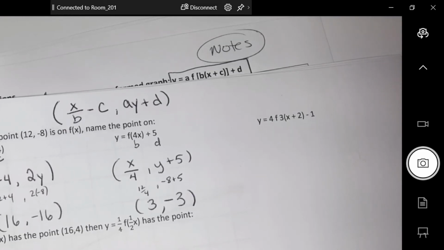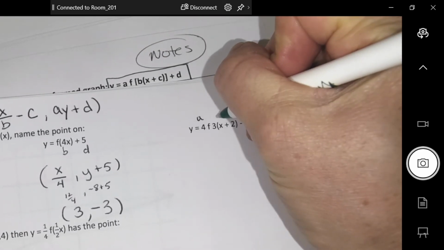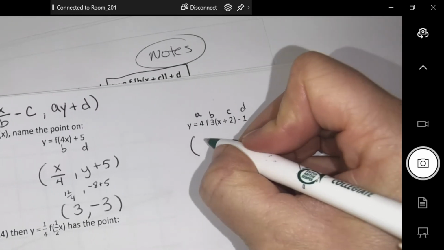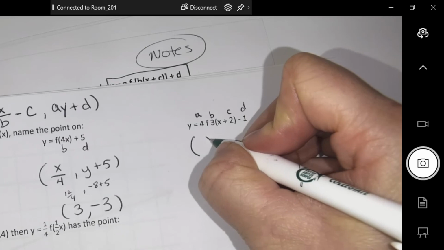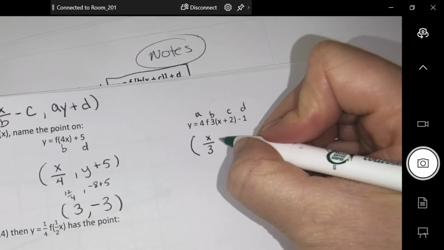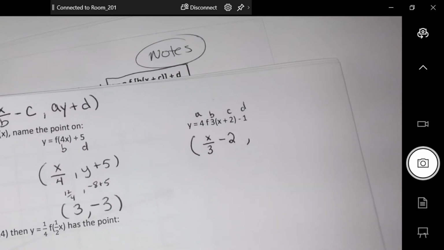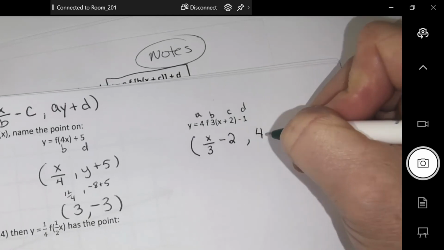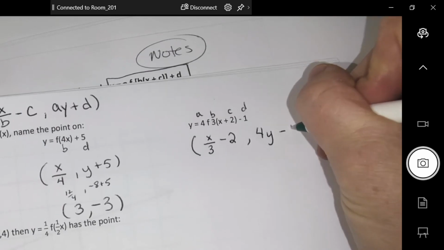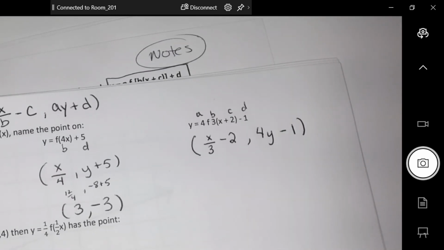Okay, the last one I gave you here has an A, B, C, and a D. Can you put them all in there? So an A, it has a B, it has a C, and a D. Okay, ready? X gets divided by 3. Then I do opposite, so minus 2. A gets timesing the Y, subtract 1. Okay.